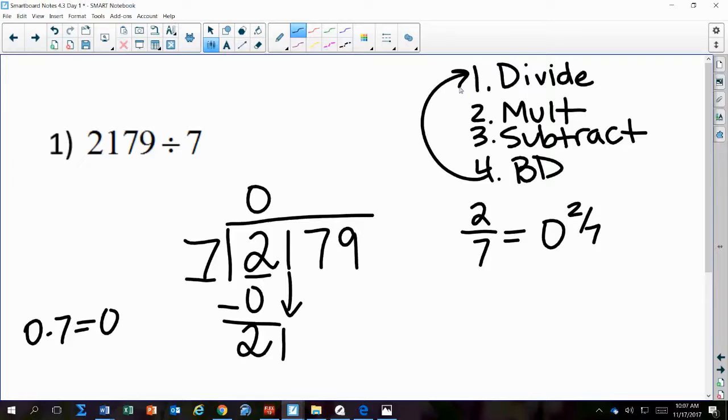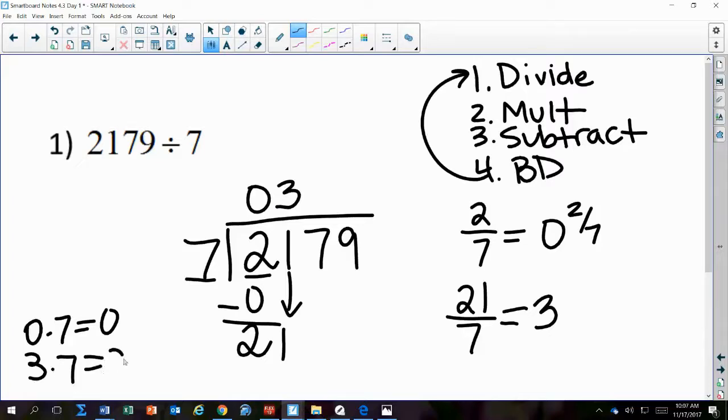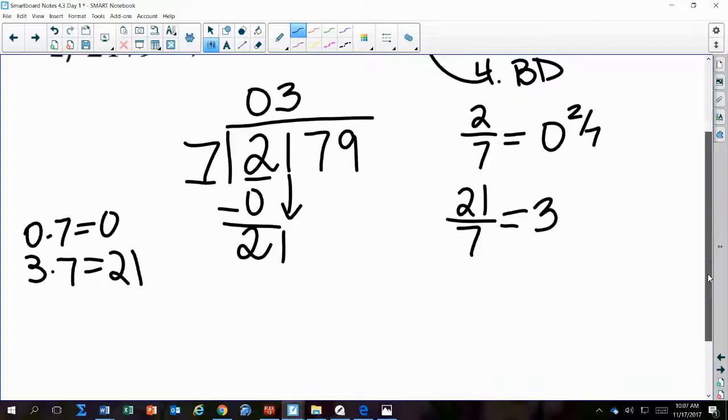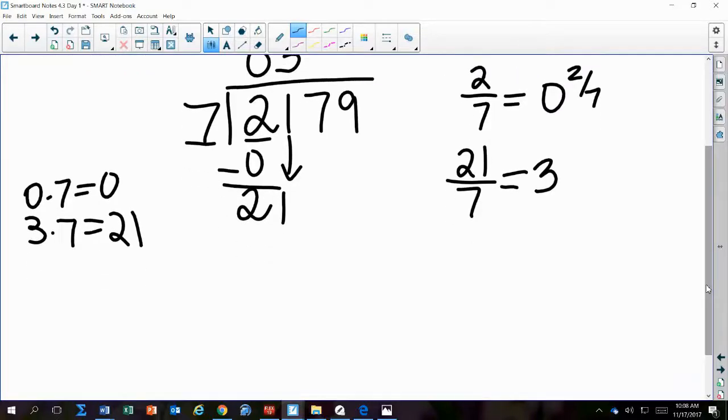Divide. What is 21 divided by 7? 3. Where does the 3 go? At the top, right? Divide. Then I multiply, right? 3 times 7. What do I get when I do 3 times 7? 21. Okay, where does that 21 go? Down here, right under this 21.